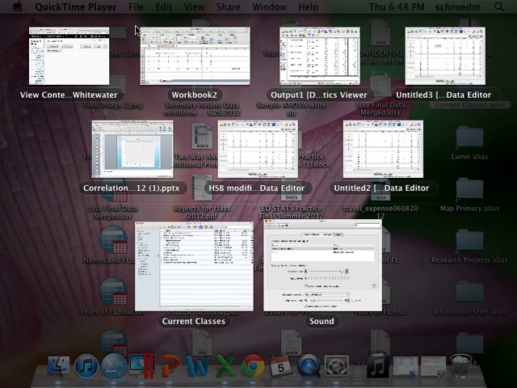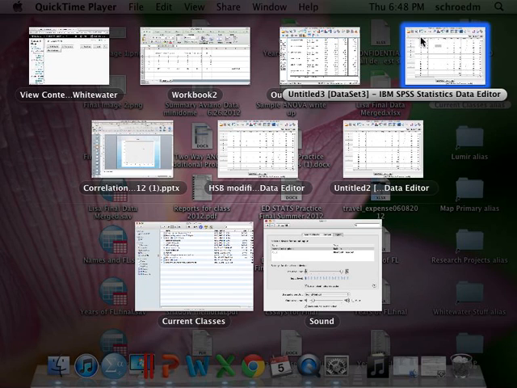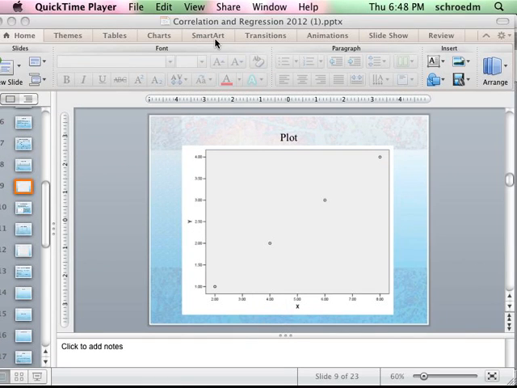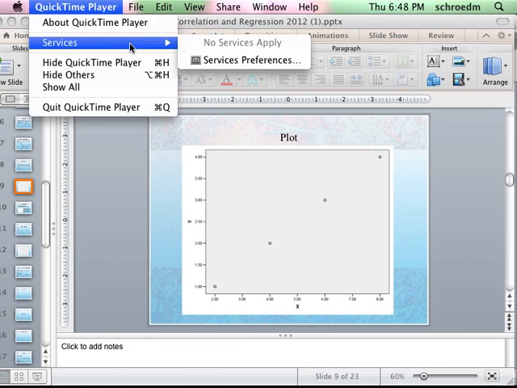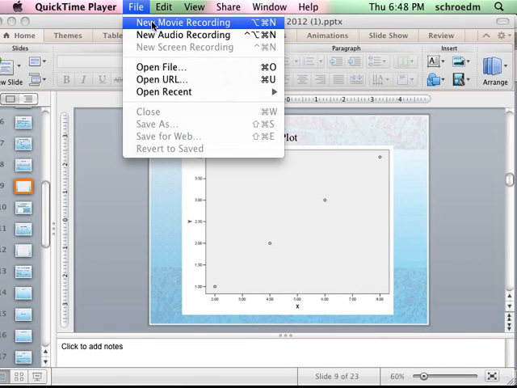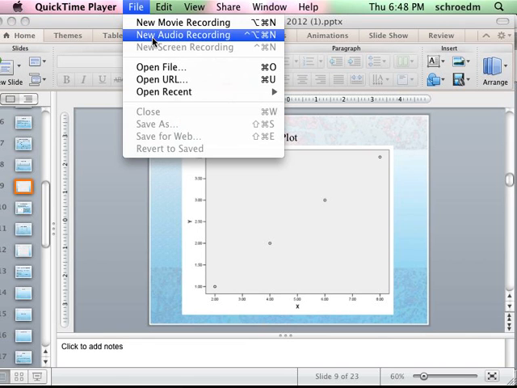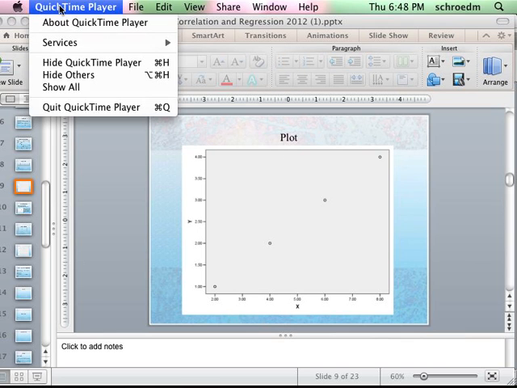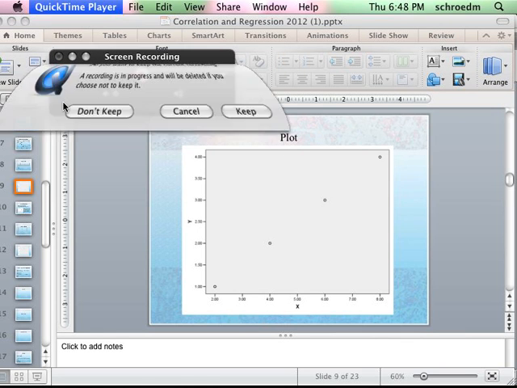If I am recording anything, where is my, should be a button up here. Well, how do I quit it? Well, there we go.